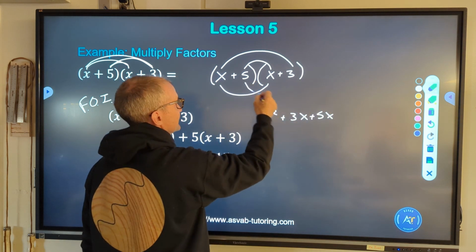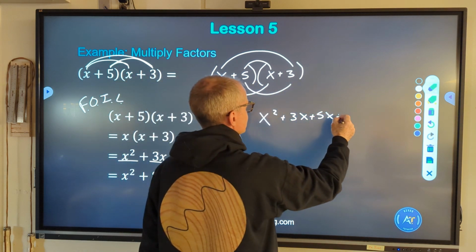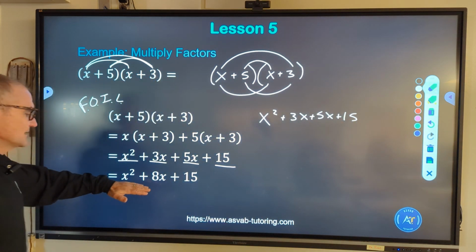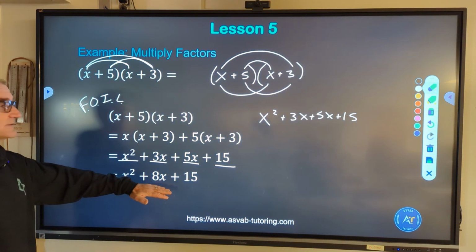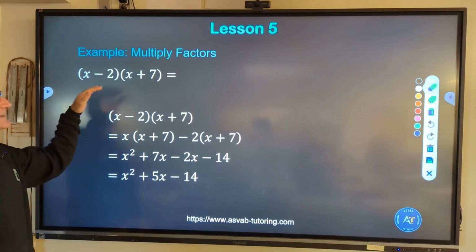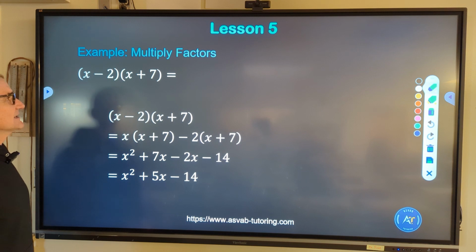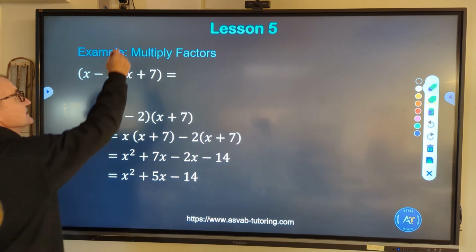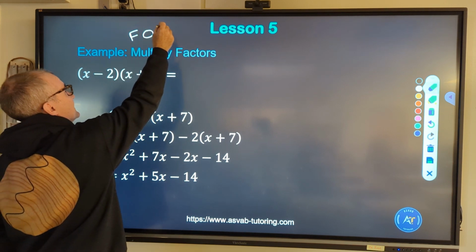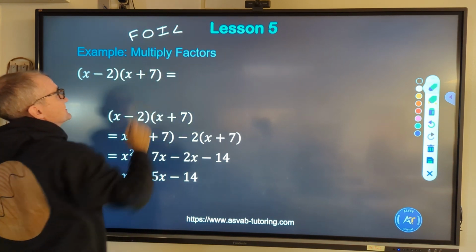And then my last terms, 15. And I combine similar terms to get the same answer, x squared plus 8x plus 15. Okay, here are another 2 quantities being multiplied together. So I'm multiplying these factors. Again, I'm going to use that FOIL method. I'm going to multiply my first terms together, my outer terms, my inner terms, and then my last terms.